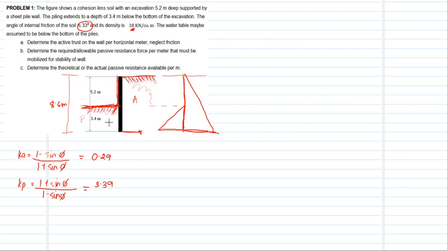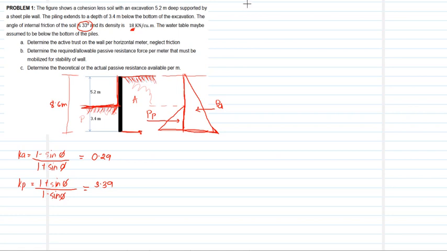So, etong triangle na ito, this is due to the pressure ng soil dito. And then, etong triangle, this is due to the pressure of soil here. Okay? So, let's say this is P1 or PA. So, that is our active, and say this is PP. Okay? So, solve muna natin yung ating pressure dito bago natin kunin yung active thrust.